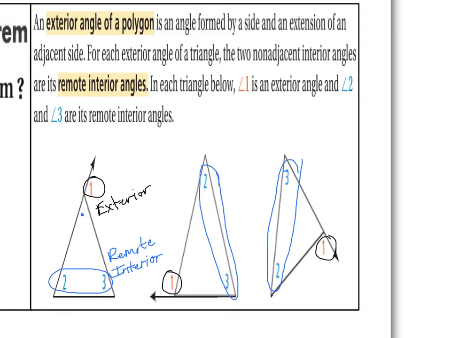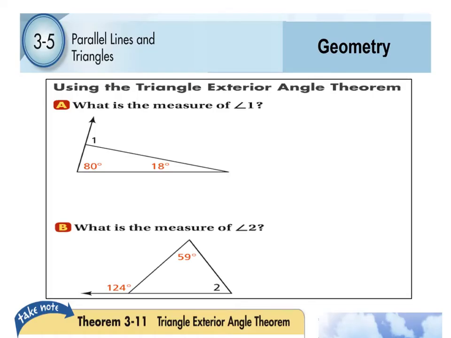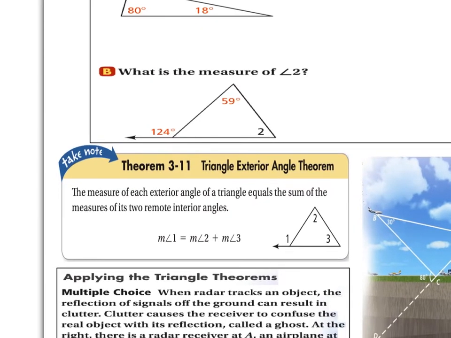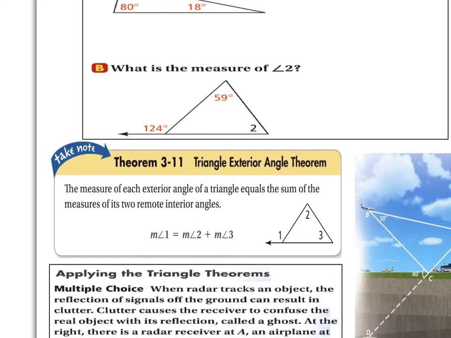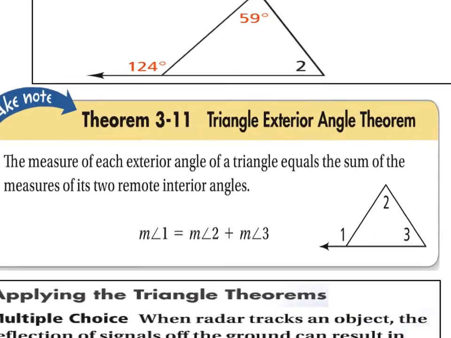In each triangle below, angle 1 is an exterior angle, and angles 2 and 3 are its remote interior angles. There's a relationship we're going to talk about, which is why we identified these first. Before the two examples, let's look at the triangle exterior angle theorem, because we're going to use it on them.